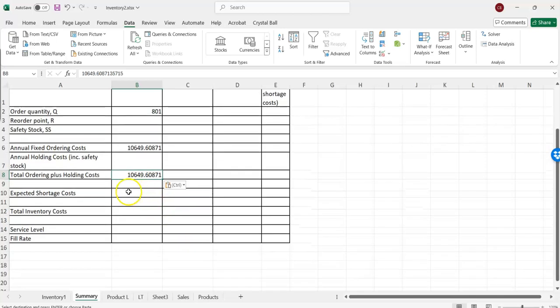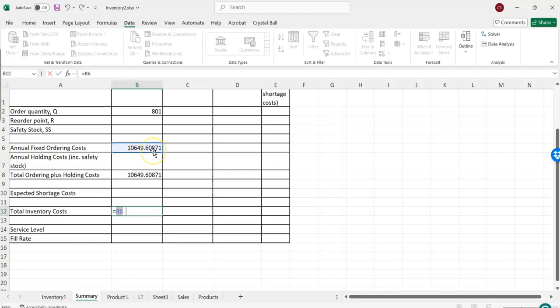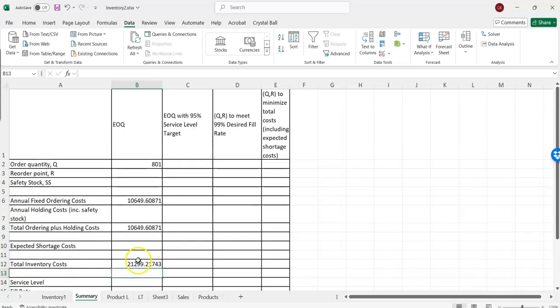We're not considering shortages yet, so our total inventory cost would just be the fixed ordering cost plus the holding cost. And again, we're not considering uncertainty yet with just the EOQ, so we don't have a service level or fill rate yet. So that would be how we would get the economic order quantity and all of the inputs for this product L inventory problem.